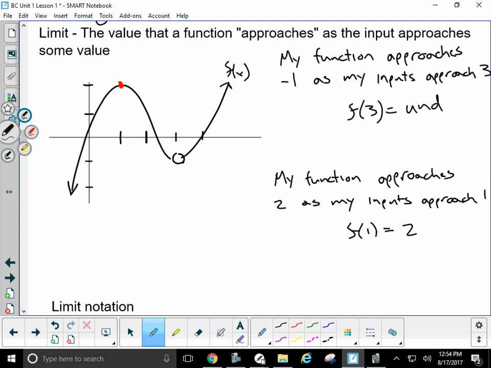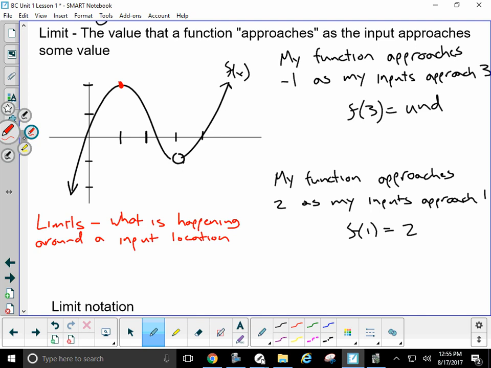Okay? That is the concept of a limit. It's not what is going on at the location. It is what is going on around a location. Not what is happening at that specific location.